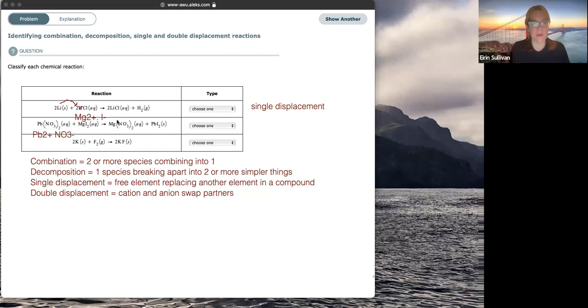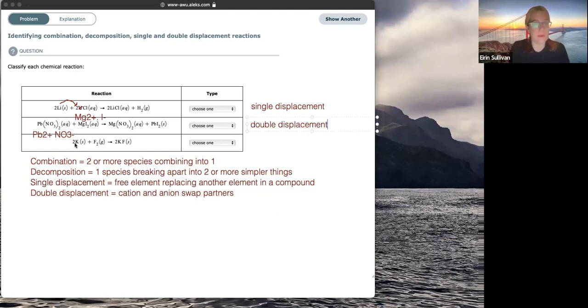Nitrate ion is NO3-, magnesium is always Mg2+. That's how I knew that that was lead 2+, right? And then lead iodide, the lead 2+ has bonded to the iodide ion. And look, you need 2 iodides to bond to balance one lead 2+. So that would be a classic example of a double displacement reaction.